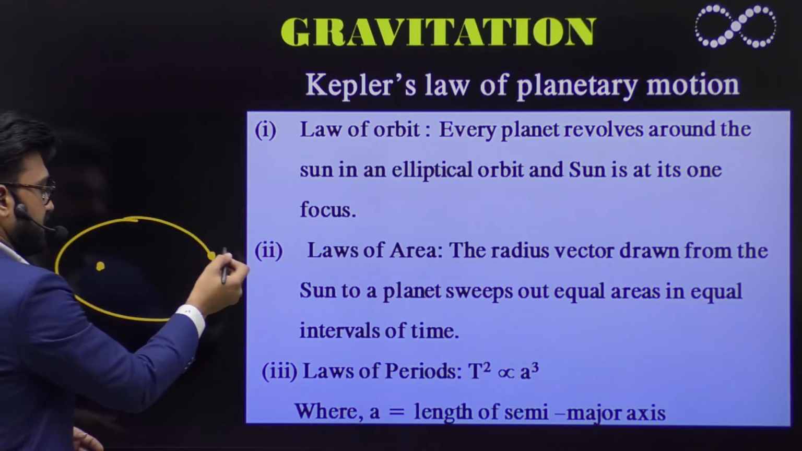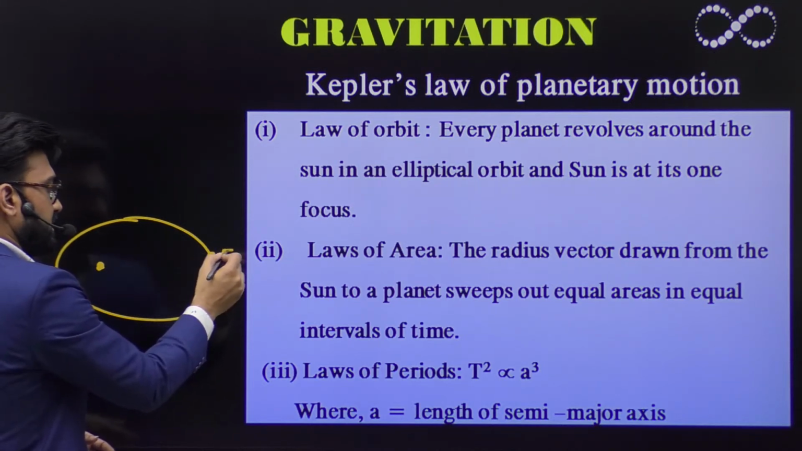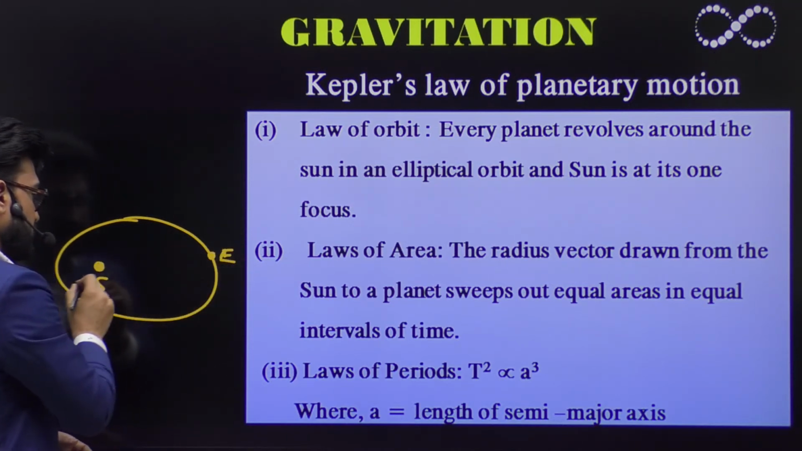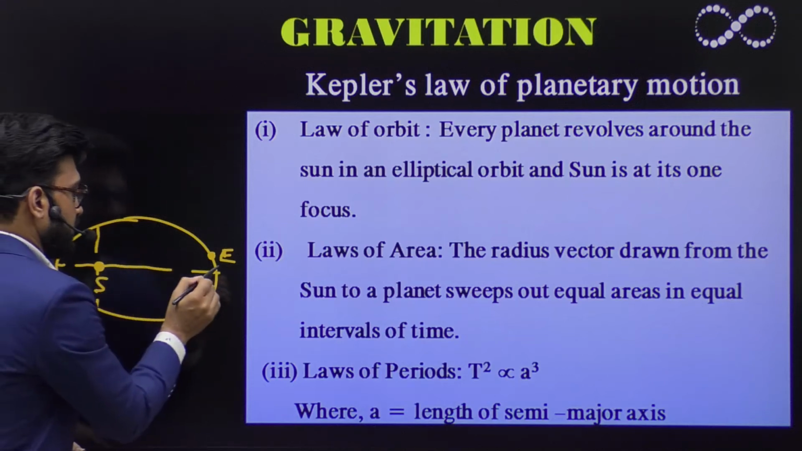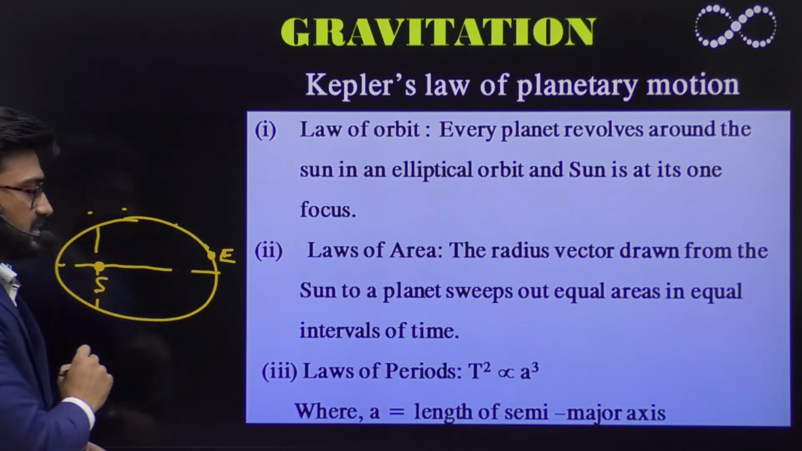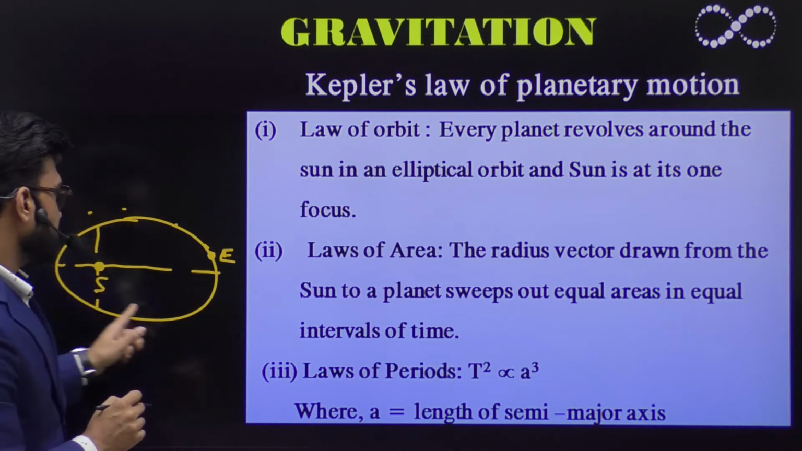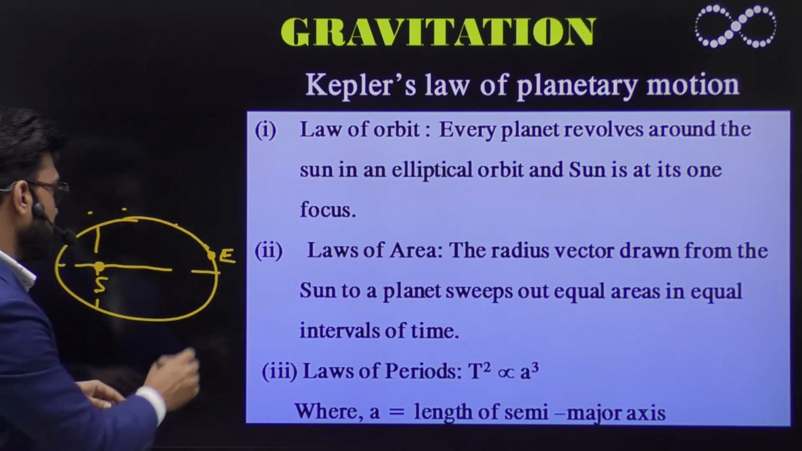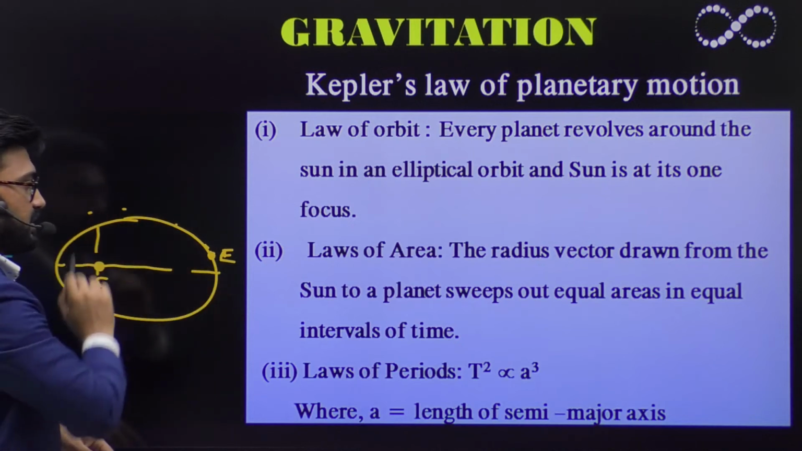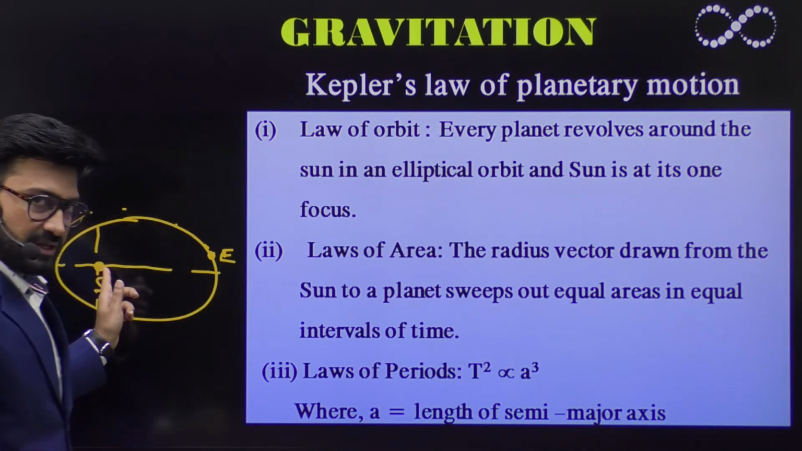any planet, suppose this is a planet, let it be Earth, and let this be the sun. So its trajectory is elliptical, with the sun at one of the foci. It will move just like this.